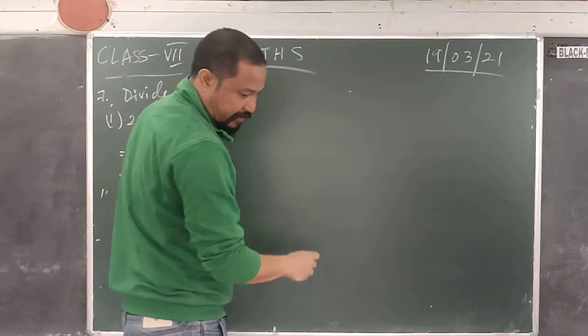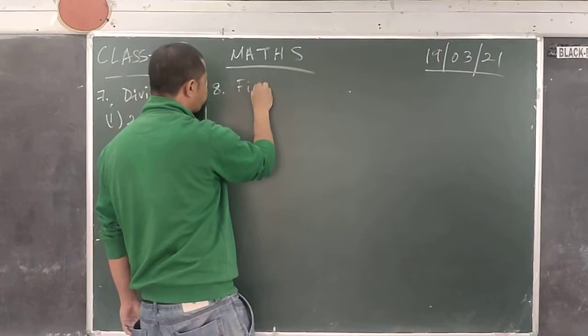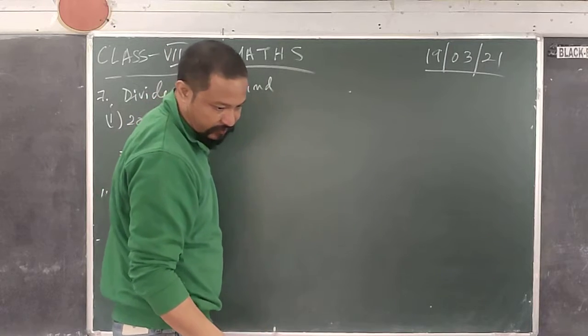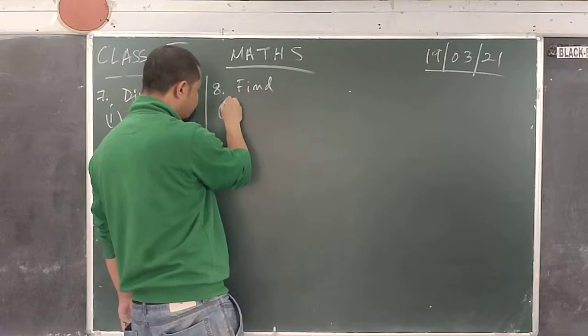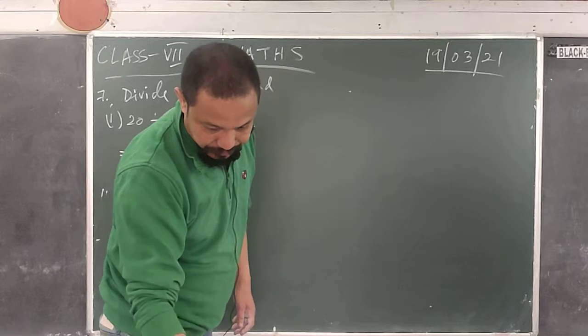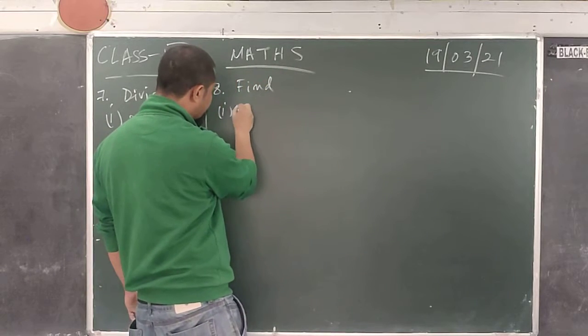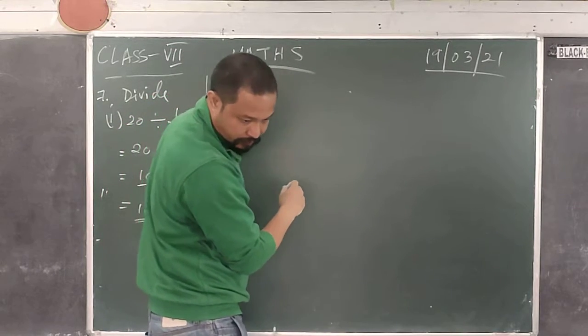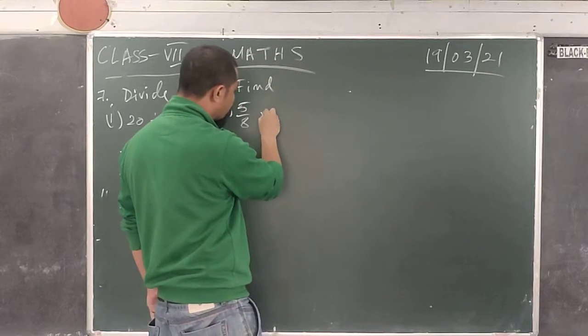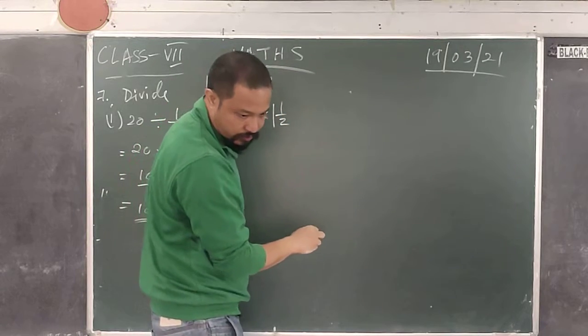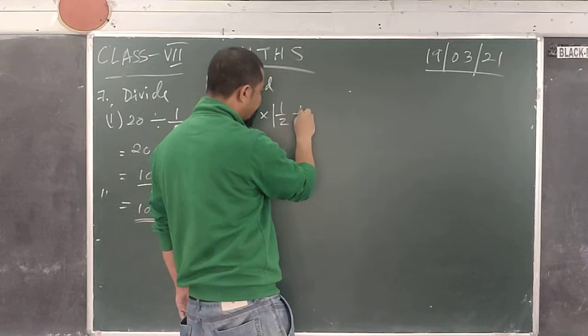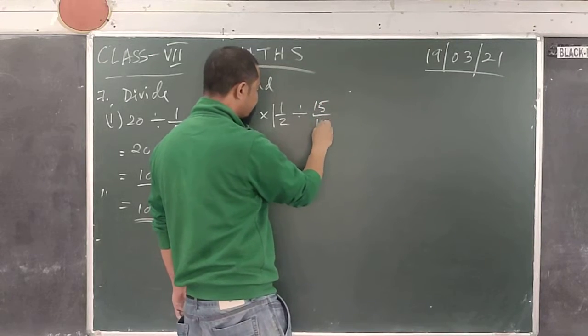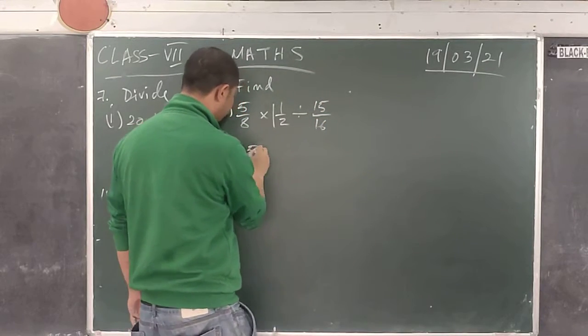Question number 8 states find. Okay, so find. Question number 1 is 5 by 8 into 1 whole 1 by 2 divided by 15 upon 16. Okay, so this is 5 by 8.